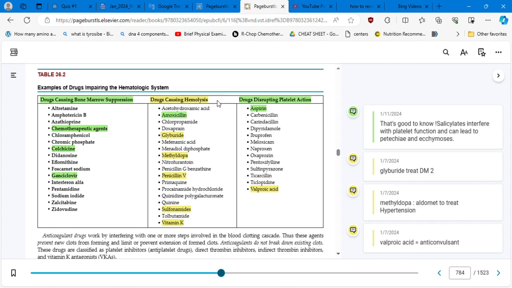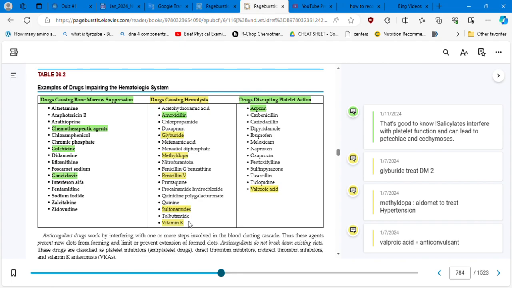Drugs causing hemolysis: amoxicillin, which is a very well-known antibiotic, glyburide, a medication that treats diabetes type 2, methyldopa, which is known as Aldomet to treat hypertension, penicillin, another antibiotic, sulfonamides, more antibiotics from the family of the sulfas. Vitamin K causes hemolysis. Okay, so don't take too much vitamin K. Drugs disrupting platelet actions, and actually vitamin K is a homework for you.